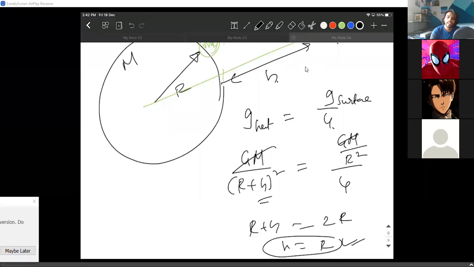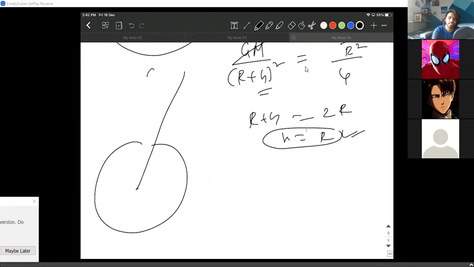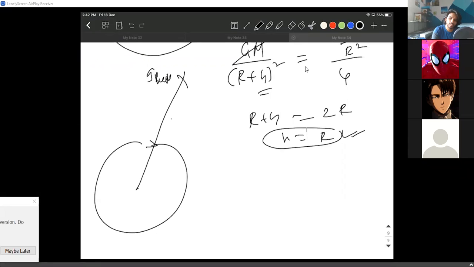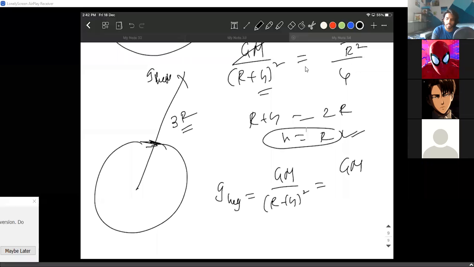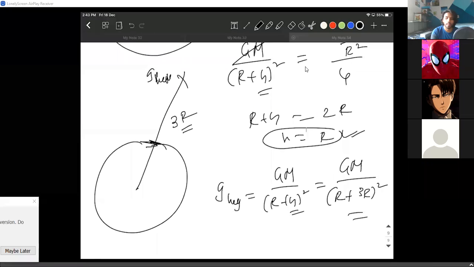So that is how you find it. Sometimes they give you a question like, what is the value of g at a distance 3r, at a height 3r from the surface? All you need to do is g at height equals GM by r plus h whole square. So GM by r plus the height, which is 3r, whole square. You simply put the value. If they want you to compare with g at surface, it is g by 16.